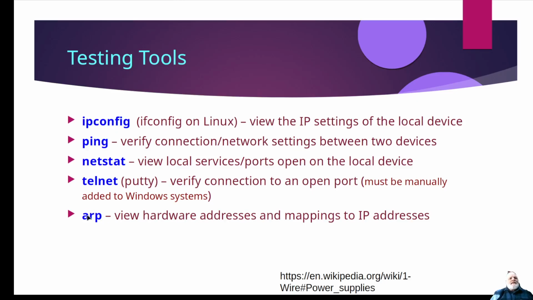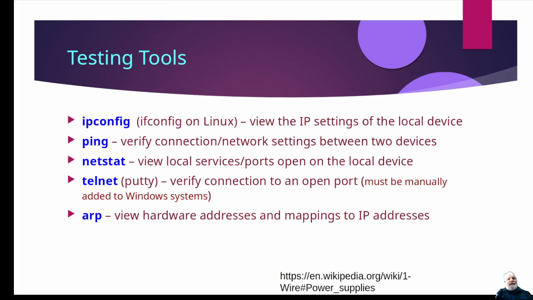And then there's another handy command called ARP. This is Address Resolution Protocol, and it will show you the mapping between the physical hardware or MAC address and the IP addresses for all the devices on your local network. It's only good for your local network, but you can see all those devices, what their hardware address is, and what their IP address is.